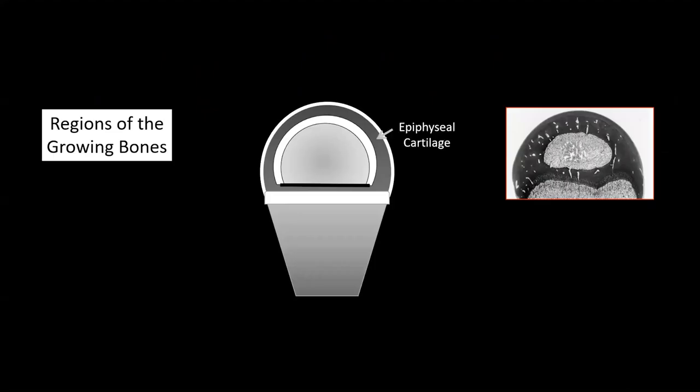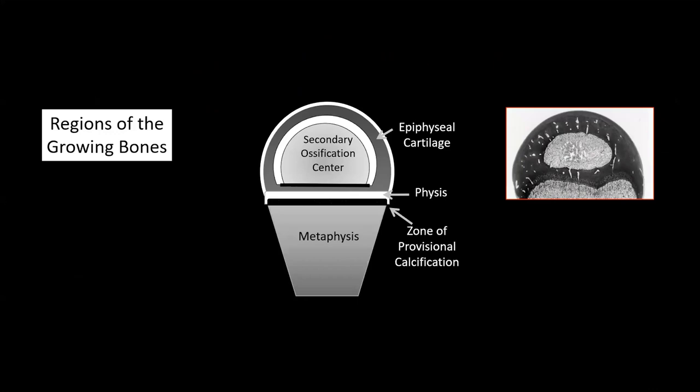We have the epiphyseal cartilage, then it becomes a secondary ossification center, and then the physis, the metaphysis. Then we get this zone of provisional calcification that lies between there, as well as a small region called the metaphyseal spongiosa. And then, of course, the secondary physis and the articular cartilage.